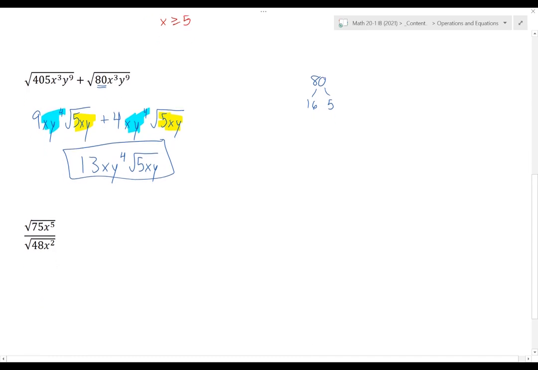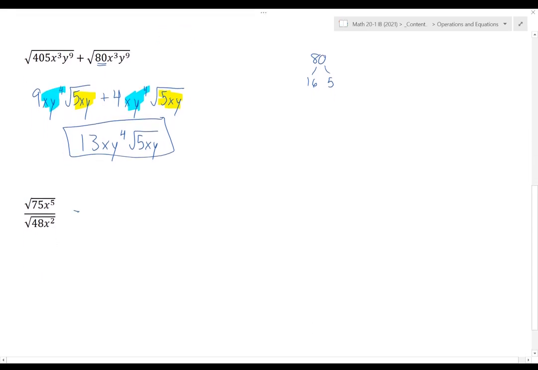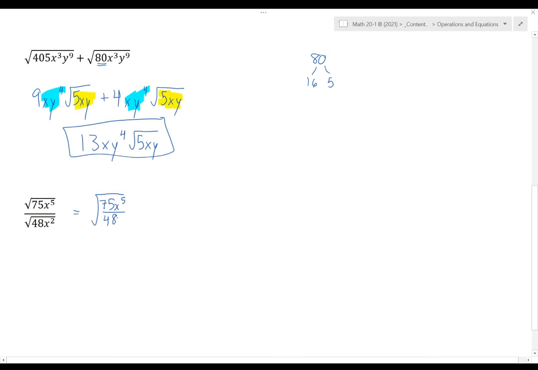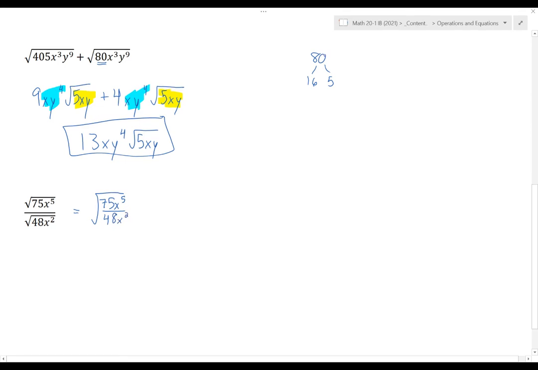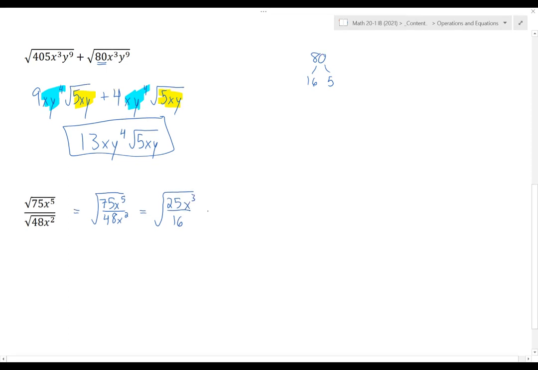For multiplication and division, I don't need to worry about having the same radicand. I can actually, for example, with this division, just treat this as 75x to the power of 5 over 48x to the power of 2, all inside the radical. So I can simplify that fraction first before I worry about the square root. So 75 over 48 simplifies to 25 over 16, and x to the power of 5 over x squared is x cubed. 25 over 16, those actually are both perfect squares, so I get 5 over 4.